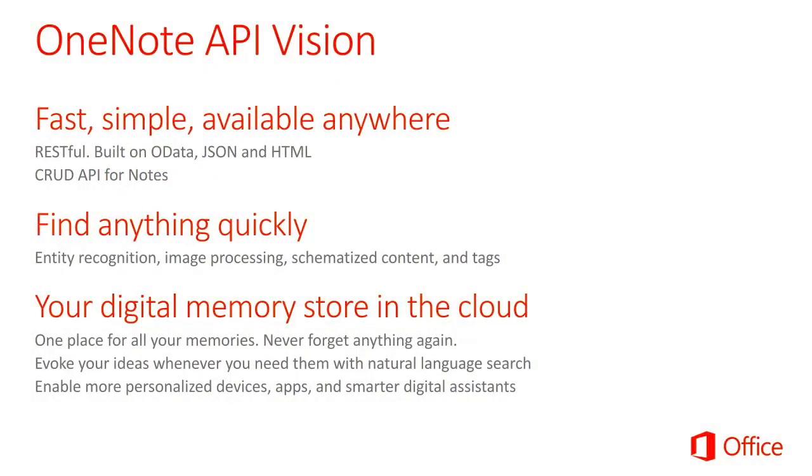What's the OneNote API vision? It's fast, it's simple, and it's available everywhere. It's RESTful and it's built on OData so that we can use HTML and JSON to create notes. We have a simple CRUD-based API for creating notes and working with notes and updating notes. We can make it very easy to find anything very quickly using image recognition, image processing, semantic content, and tags.